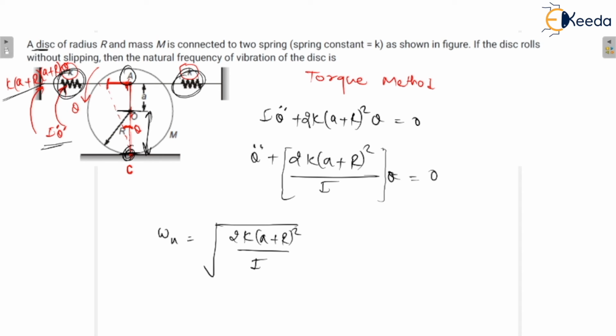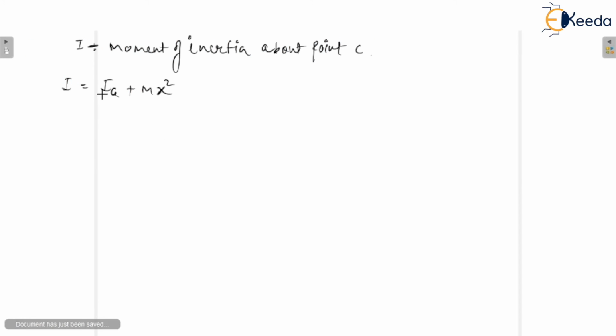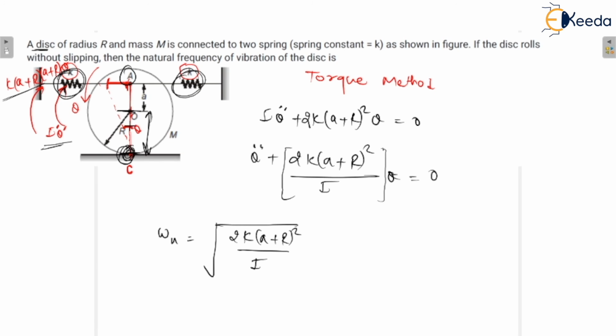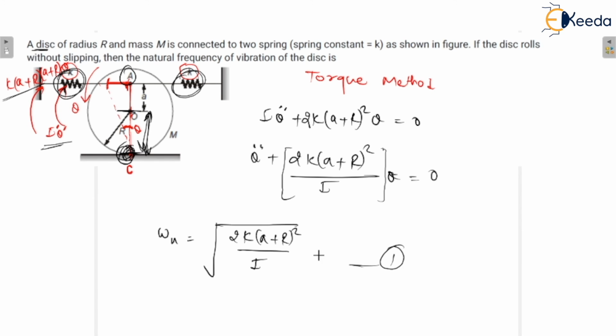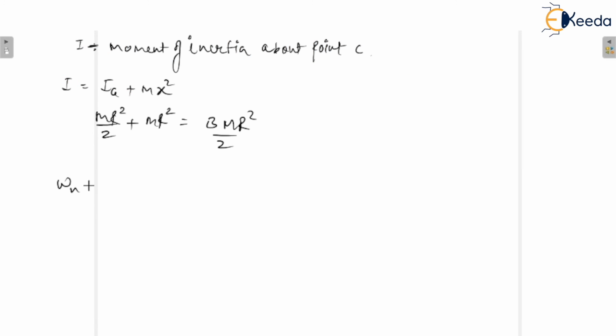Okay, because we are considering moment of inertia about point C, Ig would be the moment of inertia about point O. That would be m r square by 2, because this is a disk, plus what is the value of x? We are considering about point C, so that x would be equal to radius. So that is m r square. So when you solve this, you will get 3 m r square by 2. Now you just have to put this value in the equation that you get here, equation number 1. So that is omega n.